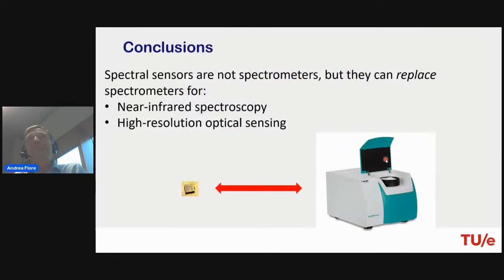Now, in conclusion, a very short take-home message. These integrated spectral sensors are not spectrometers, but they can replace spectrometers for many practical cases, in particular near-infrared spectroscopy, characterization of materials, but also for high-resolution, high-precision optical sensing. So also for measuring extremely small changes in a sensor that are produced by molecules binding or small temperature changes, we can be extremely precise, despite the fact that the line width of these sensors is relatively large and much larger than that of a spectrometer. With this, I would like to thank you for your attention.